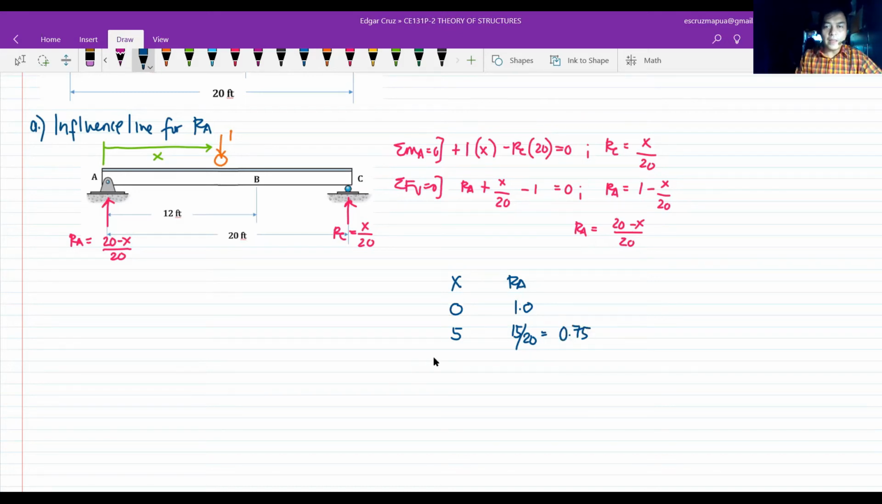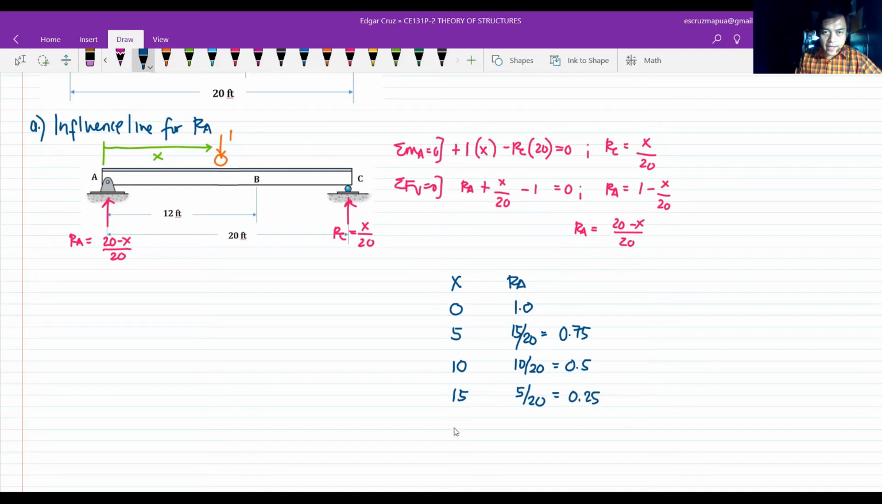Now, what if X is equal to 10? Substitute it here again. That would be 20 minus 10 is 10 over 20, or that is 1/2, 0.5. Again, when X is equal to 15, substitute the X here. The RA would be 20 minus 15 is 5 over 20, and that is 1/4 or 0.25.